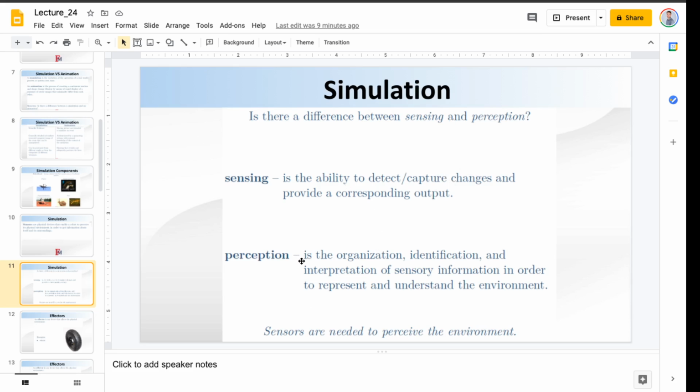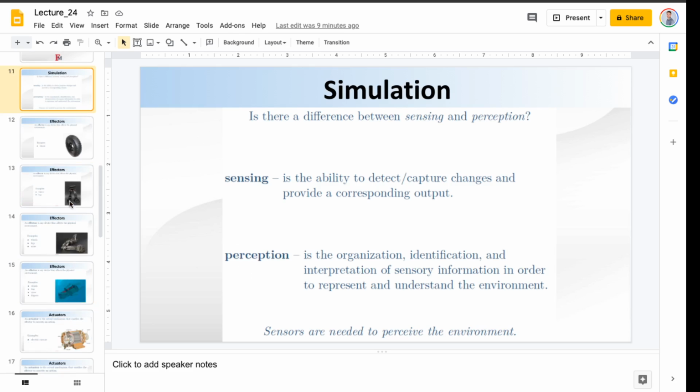And perception is more complex. It's an organization, identification, and interpretation of sensory information in order to represent and understand the environment. Okay, so perception will actually understand that there is a wall, and you need to avoid that. Not like something next to that, but actually it has to be a wall. So sensors are needed to perceive the environment. Okay, so I guess sensing would be part of perception.